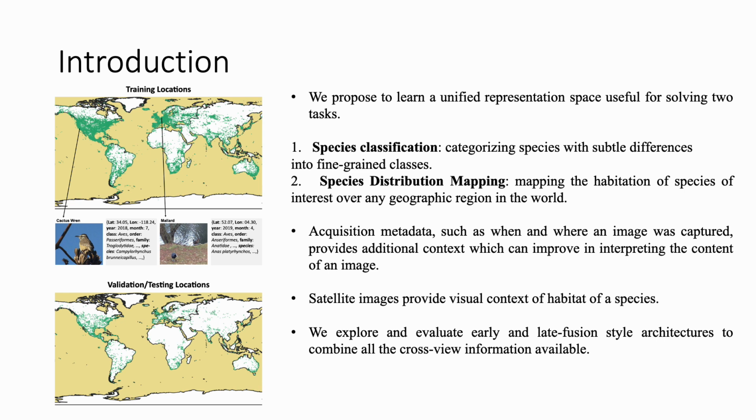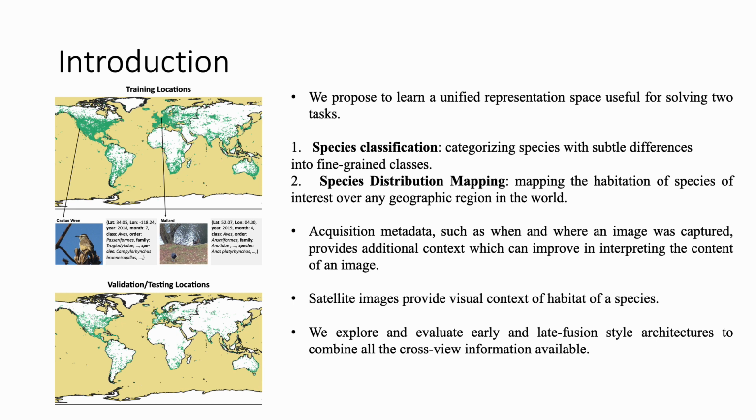In this paper, we propose to learn a unified representation space useful for solving two tasks: species classification, which involves categorizing species with subtle differences into fine-grained classes, and species distribution mapping, which involves mapping the habitation of species of interest over any geographic region in the world.